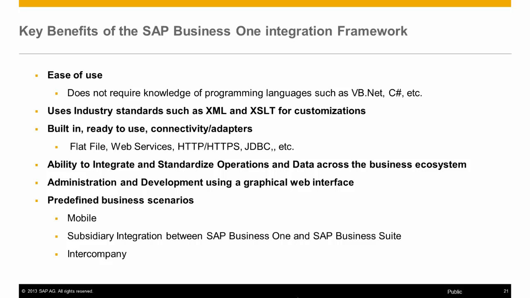We have built-in ready-to-use connectivity types such as flat file, web services, HTTP, and so forth. The ability to integrate and standardize operations and data across the business ecosystem, administration and development using a graphical web interface, and predefined out-of-the-box business scenarios such as mobile subsidiary integration between SAP Business One and SAP Business Suite, and intercompany transaction processing.